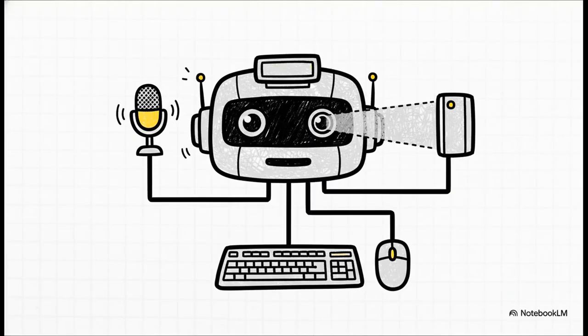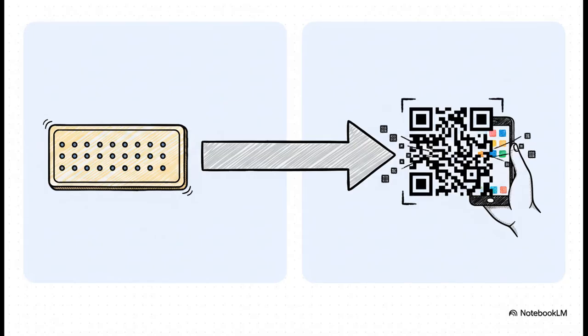Input devices are quite literally the computer's senses. It's how it perceives the world and us. This includes the obvious stuff, your keyboard and mouse, but also its eyes, like cameras and scanners, and its ears, like microphones and voice recognizers. And boy, have those senses evolved.